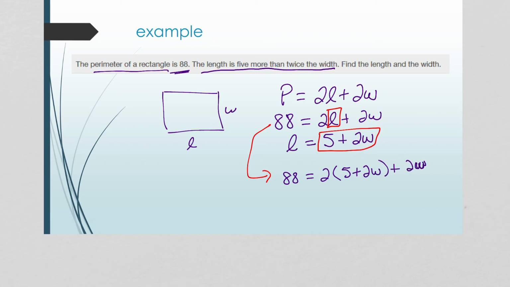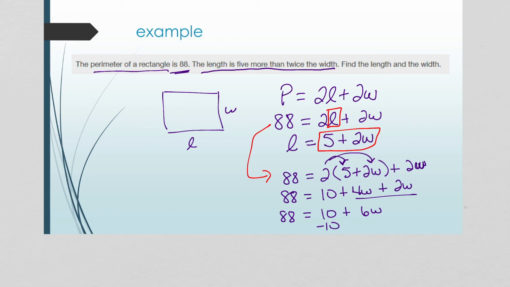That's a W. Okay. So 88 is equal to 10 plus 4W plus 2W. Combine your like terms. Subtract 10. And divide by 6. And so W is equal to 13.